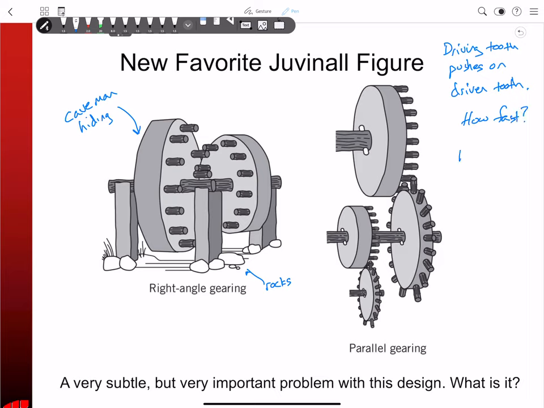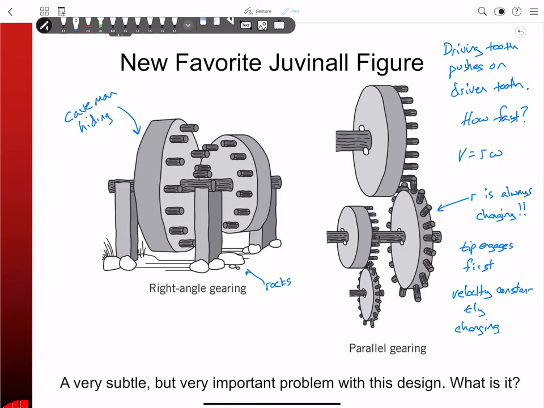Well, I know that velocity equals r omega, right? And the problem is R is constantly changing. Because when it first engages, the tip engages first, right? And then slowly it works its way down to the base of the tooth, and then it goes back to the tip, which means the velocity is constantly changing.